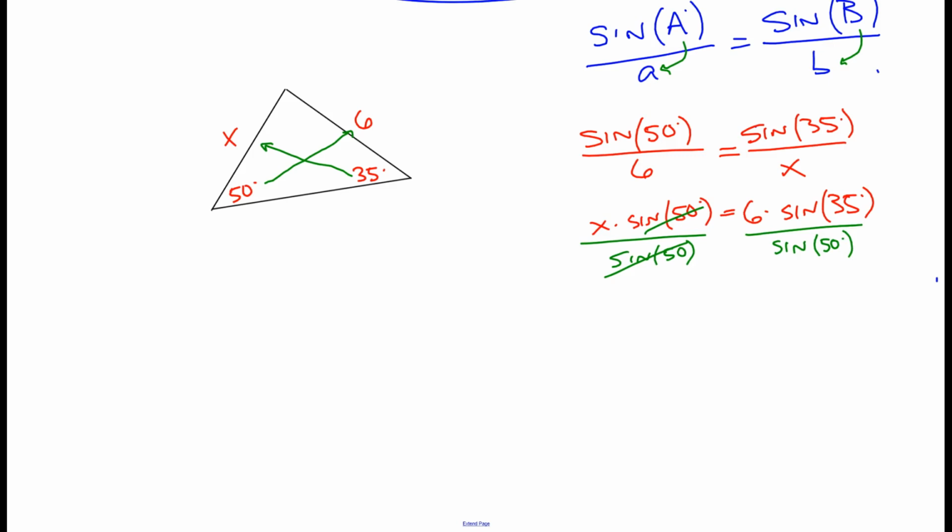And then we have this: x equals 6 times the sine of 35 degrees divided by the sine of 50 degrees. And we would never leave our answer looking like that. We would go to our calculator and see what that equals as an approximate decimal. So let's do that right now. Let's flip over the calculator and see how we do this.